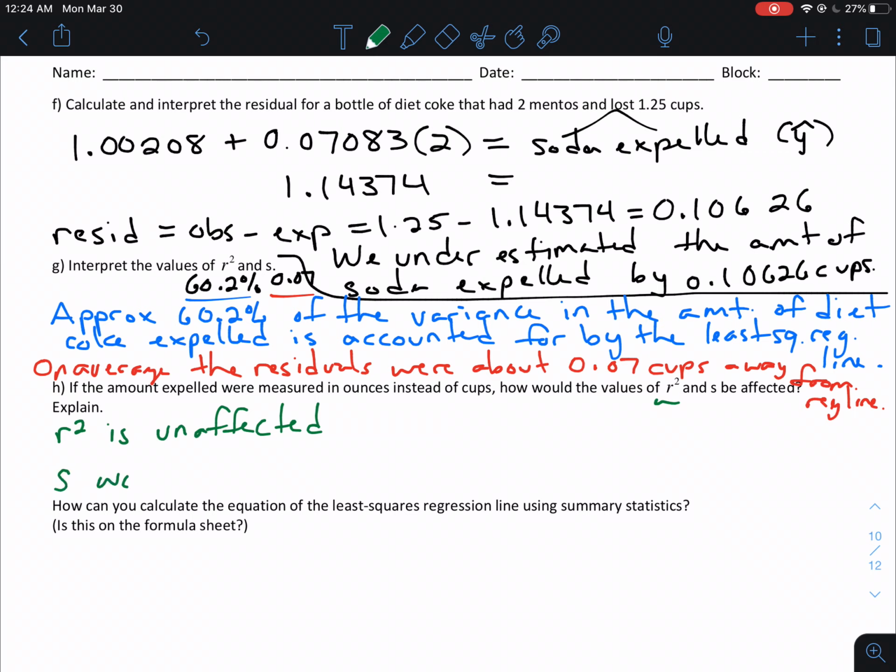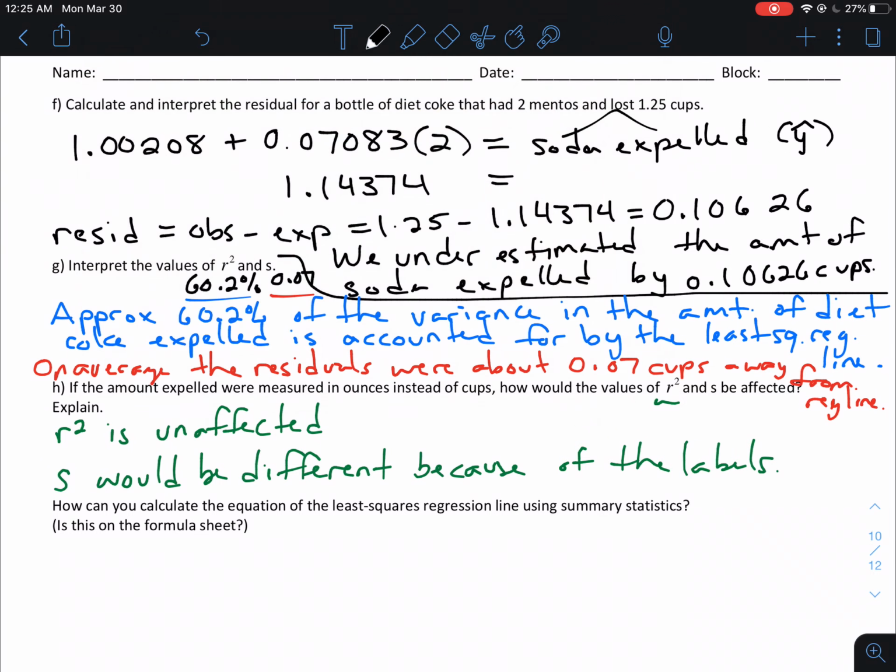S would be different because of that label. You would have to convert cups into ounces, and that would be really the only difference there.